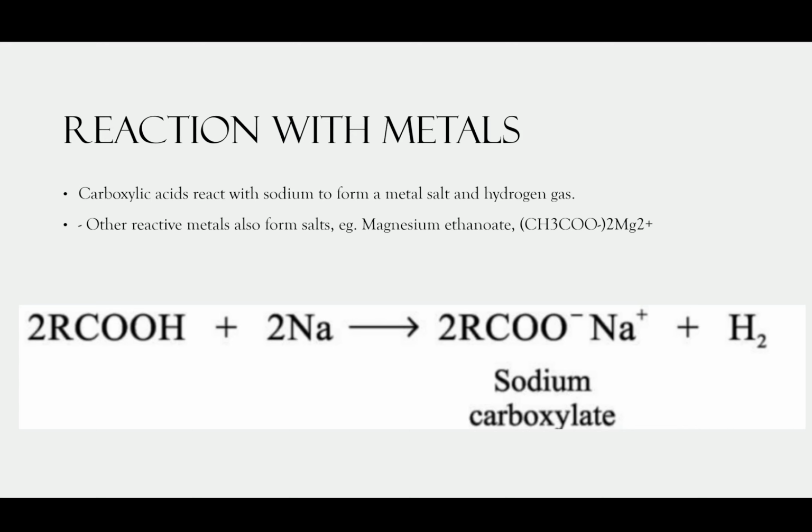Reactions with metals now. Carboxylic acids react with sodium to form sodium carboxylate and hydrogen gas. Same thing like our regular inorganic acids react, right? So other reactive metals also form salts. For example, let's look at magnesium methanoate. That is one structure that we could have, right? So in this case, we have an acid. It's an R group, so we don't know what type of acid it generally is. So we just know it's a carboxylic acid reacting with sodium to give sodium carboxylate and hydrogen gas, right? And how would we know that it's hydrogen gas being released?